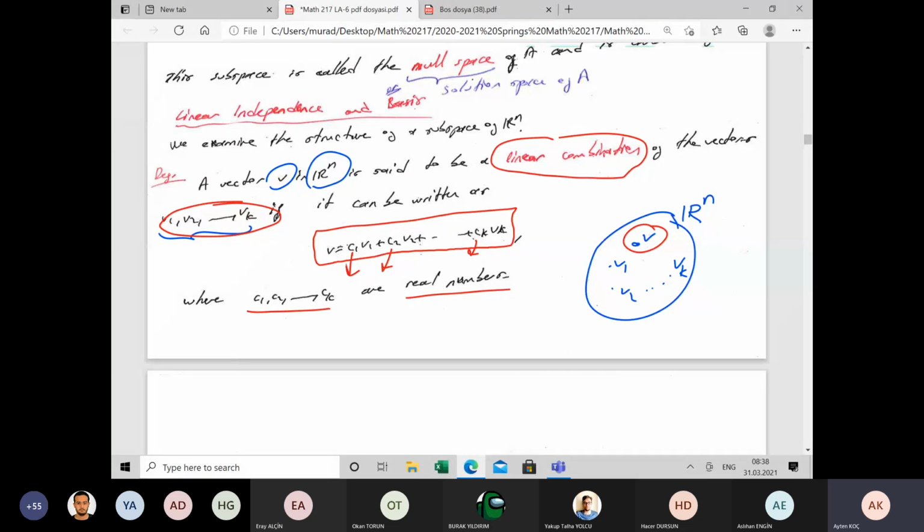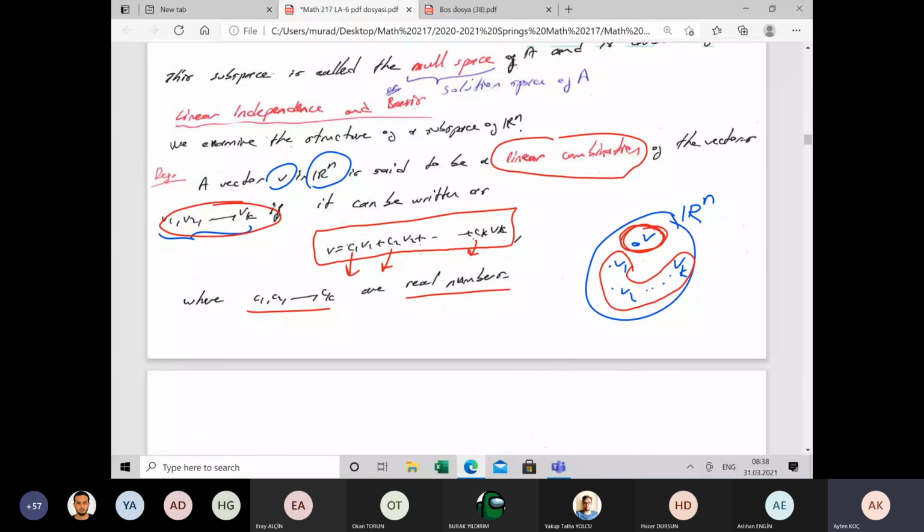If it is possible to generate the vector V by using V1, V2, Vk, such that V is the sum of Ci Vi, then V is a linear combination of these vectors V1, V2, Vk. To understand this, let's give an example.